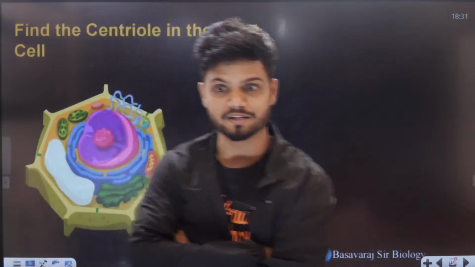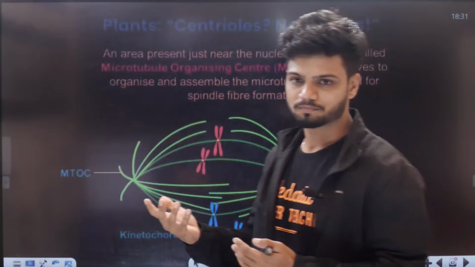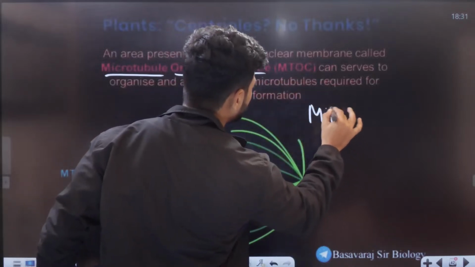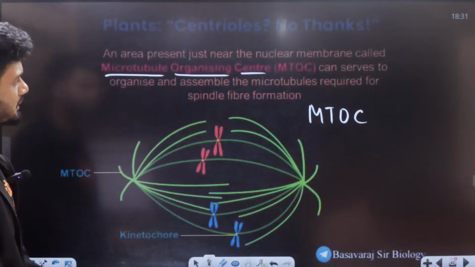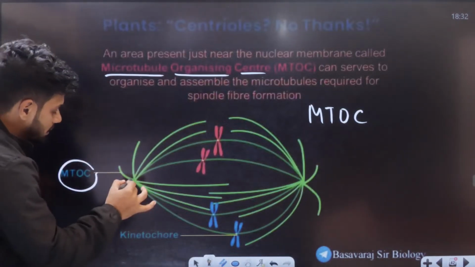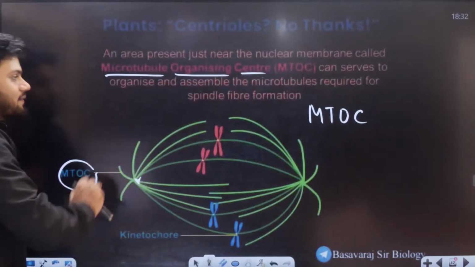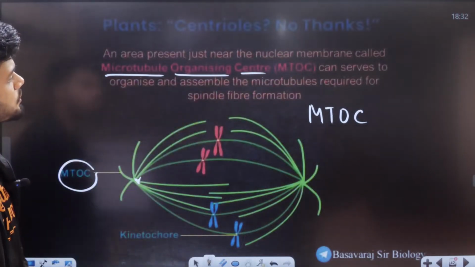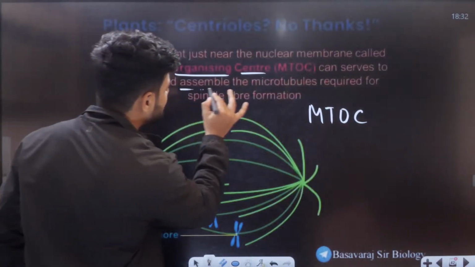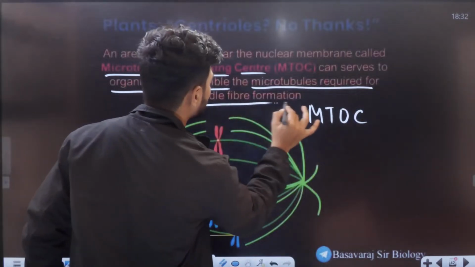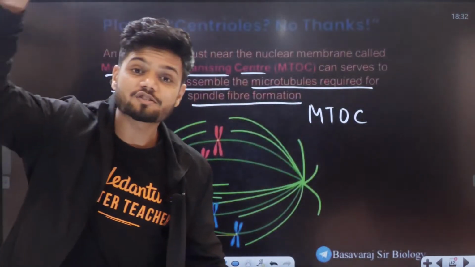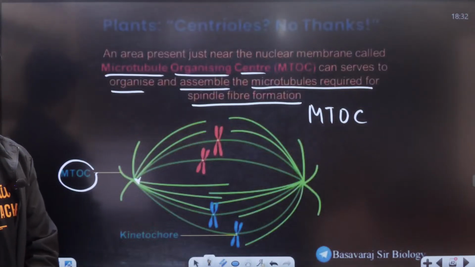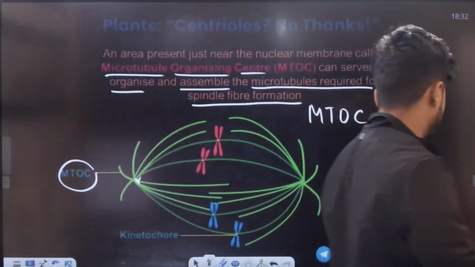The answer is very simple. It's not given in NCERT, but it should have been given. There is something called the microtubule organizing center, MTOC. This microtubule organizing center will make sure all the spindle fibers are attached. It is an area present just near the nuclear membrane, and it can organize and assemble the microtubules required for spindle fiber formation. So spindle fiber formation in the plant cell is done by the MTOC, the microtubule organizing center. Clear? All of you learned something new today?